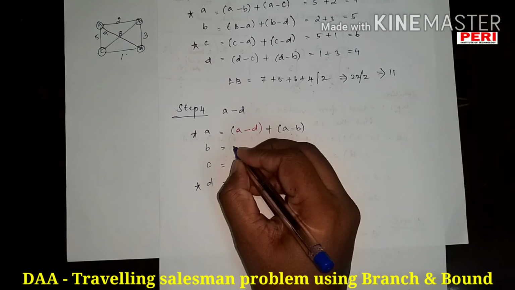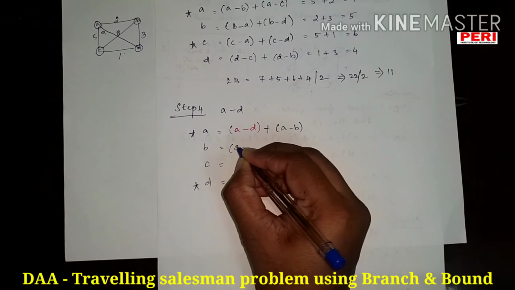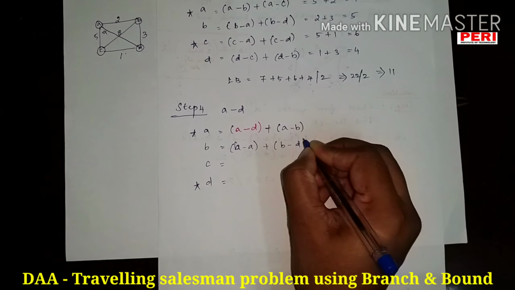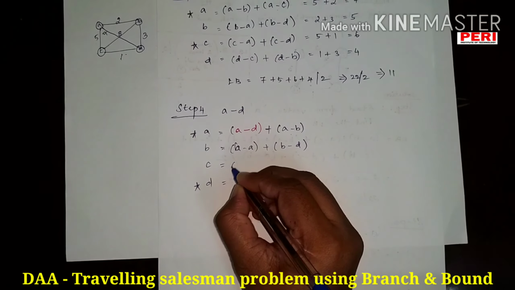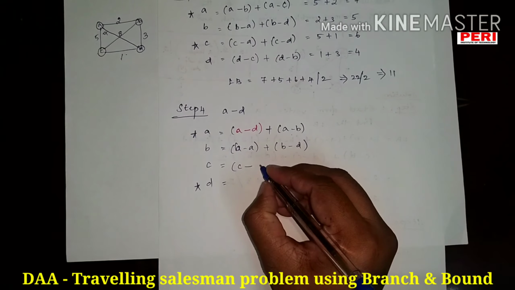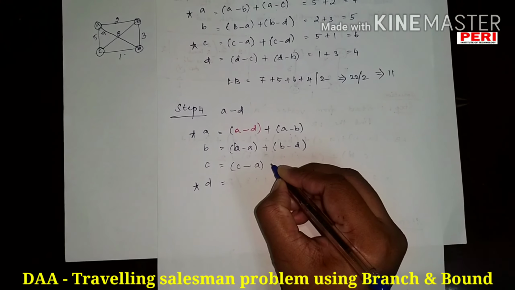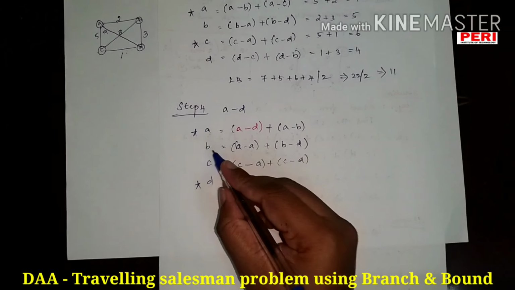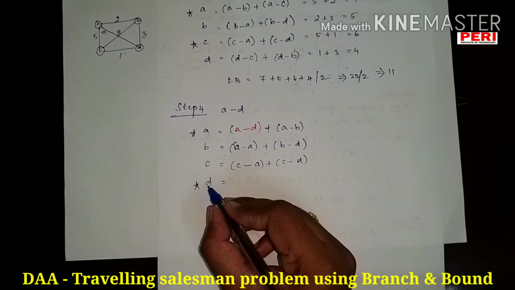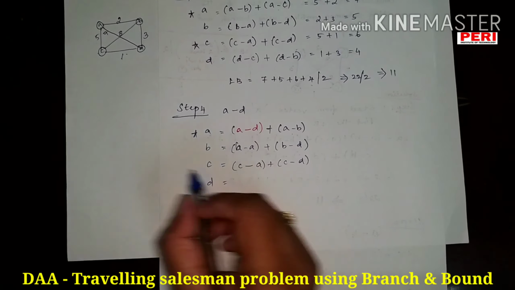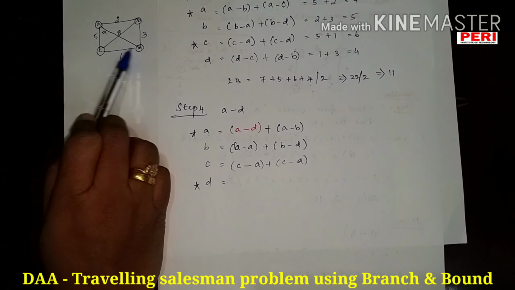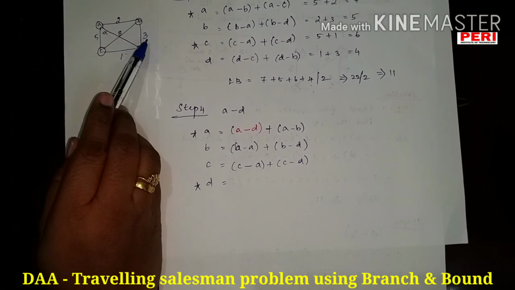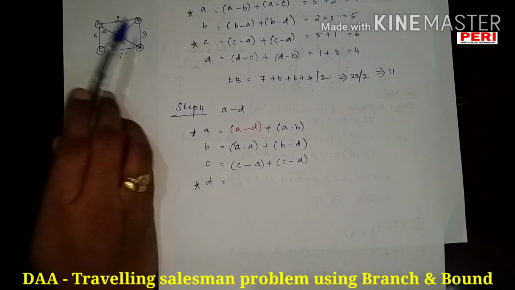Okay, for B and C no problem, you can take it as such, B to A and B to D. This is as you know already. And for C also no problem, you can take it directly, C to A and C to D. No issues for B and C. And for D you have to consider it keenly. For D you have the adjacent edges D to C and D to B. D to C and D to B are the least cost.